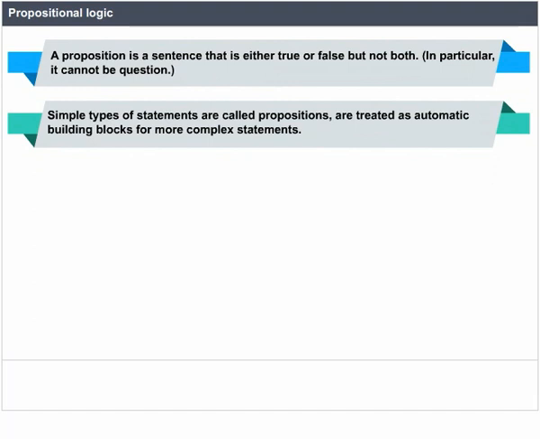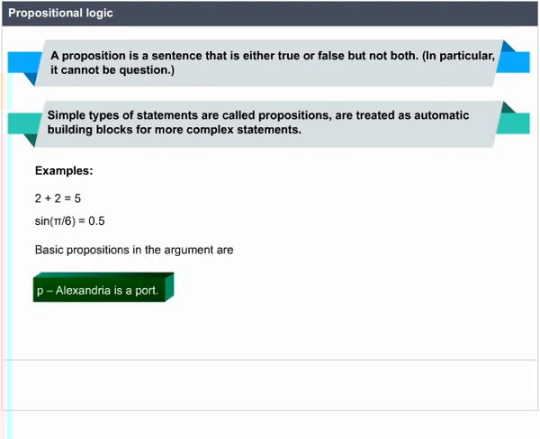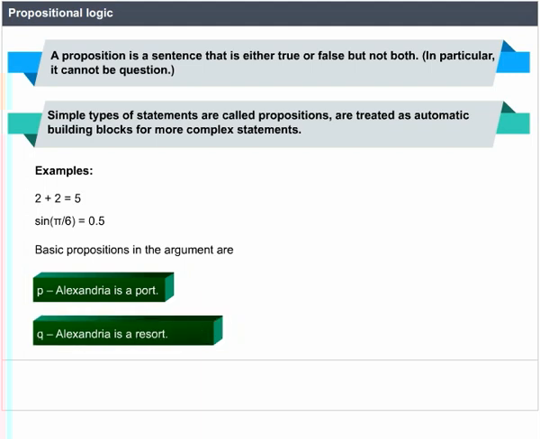Simple types of statements are called propositions and are treated as building blocks for more complex statements. Examples. 2 plus 2 equals 5. Sine of pi by 6 equals 0.5. Basic propositions in the argument are: P represents Alexandria is a port. Q represents Alexandria is a resort.